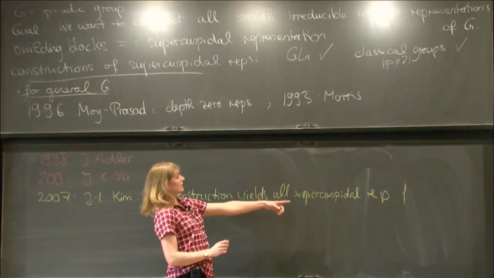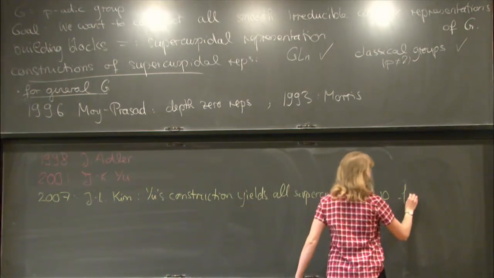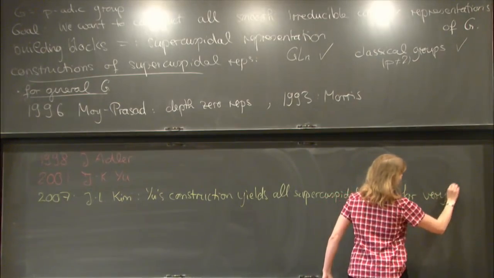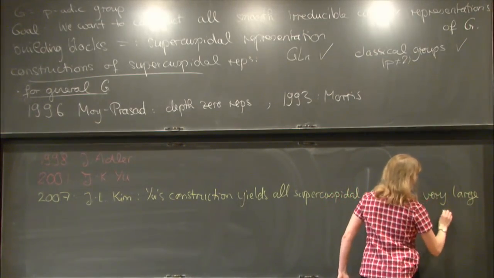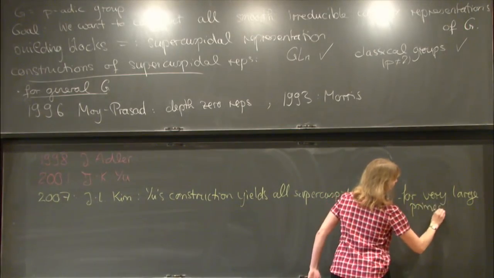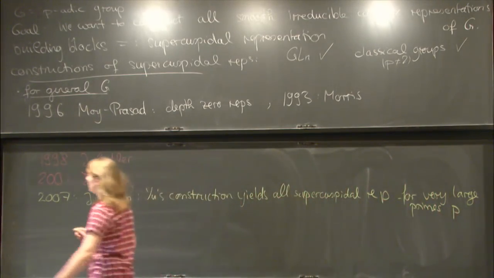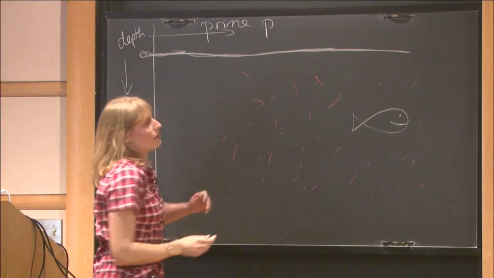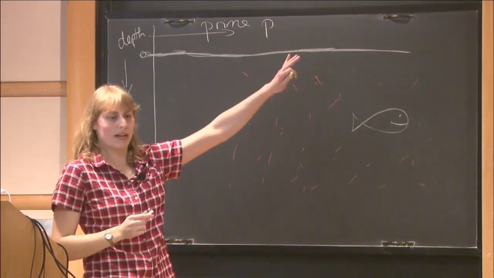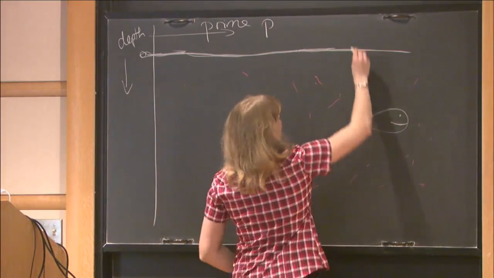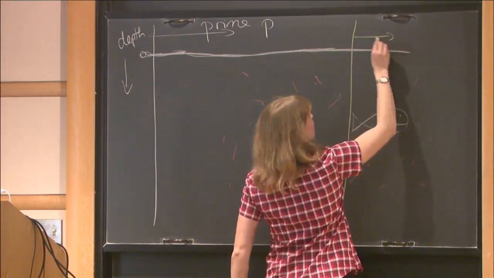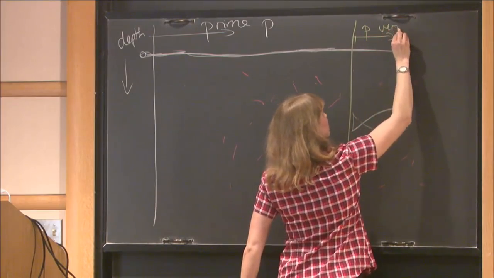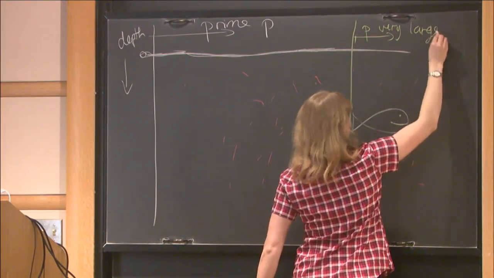So Yu's construction yields all supercuspidal representations, but only for very large primes P. So this means now the prime is very large. Let me draw in this direction the prime number P. Everything is for a p-adic group where you start with the prime number P. And now if I say, OK, in this region, that's where the prime number P is very large. And by very large, I mean really very large.